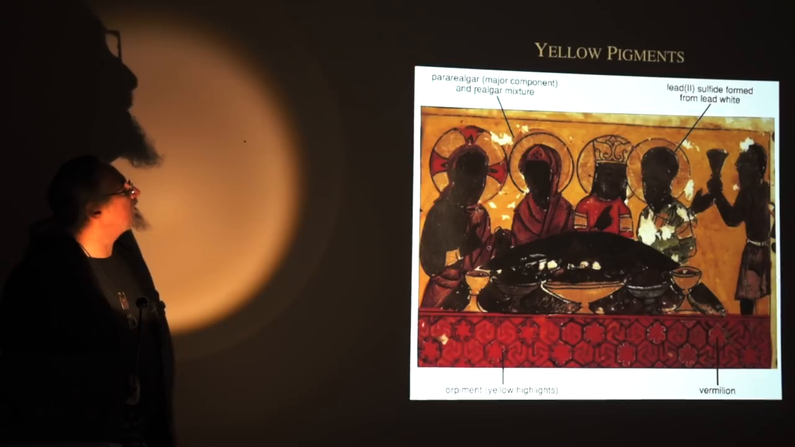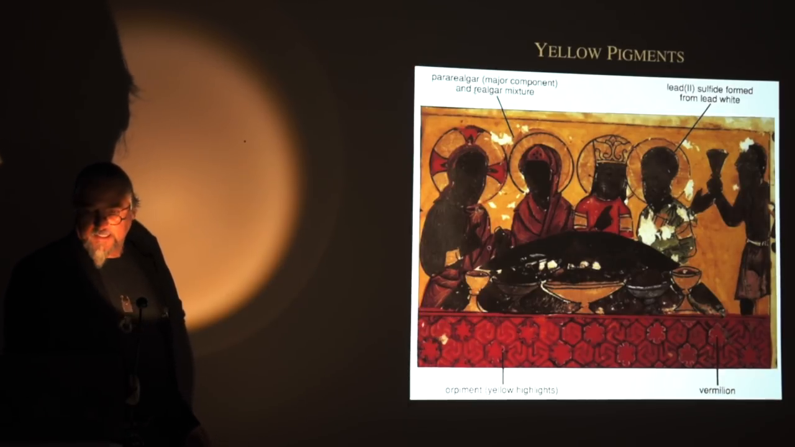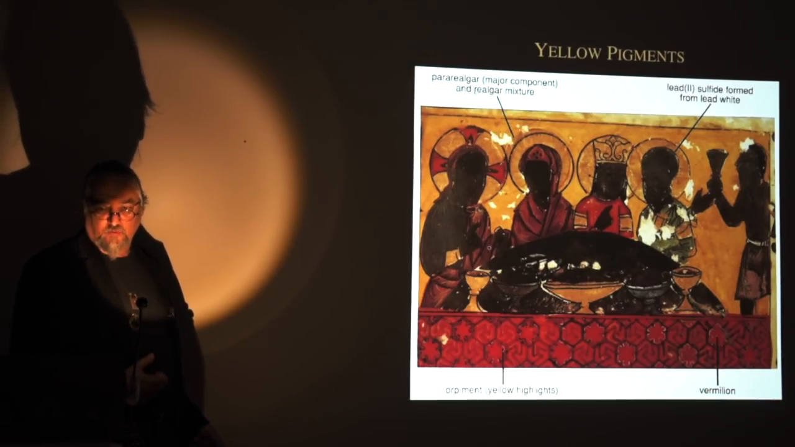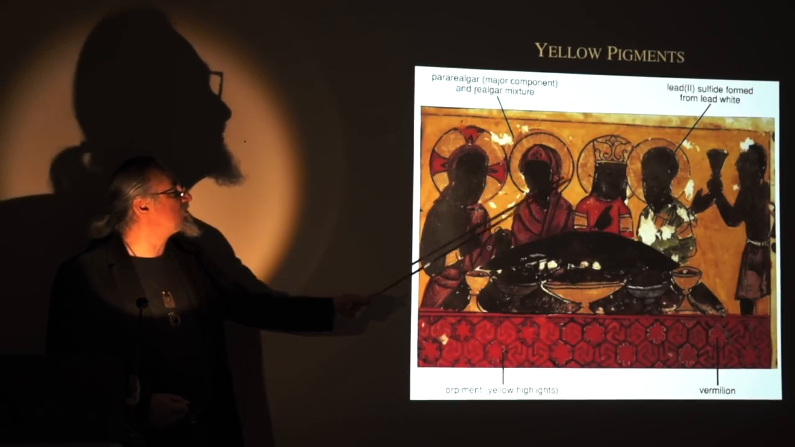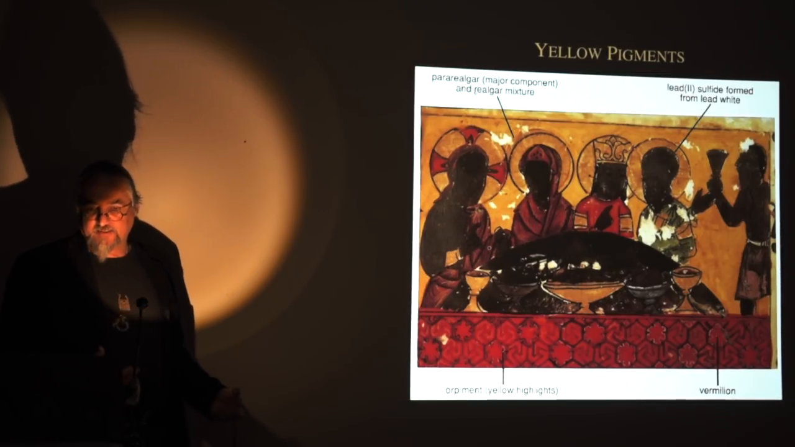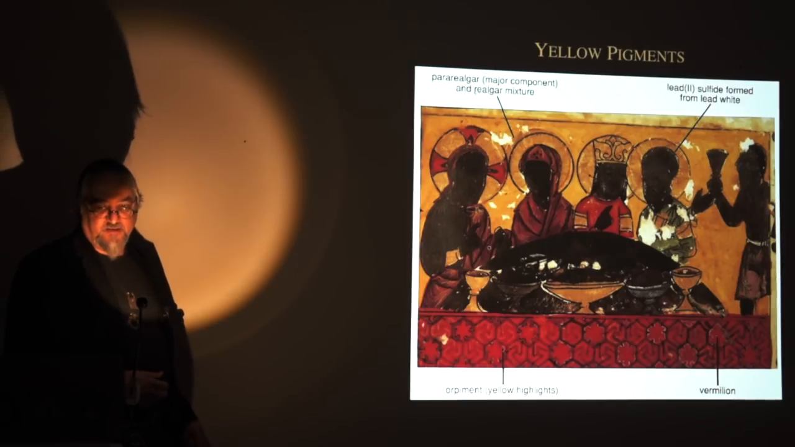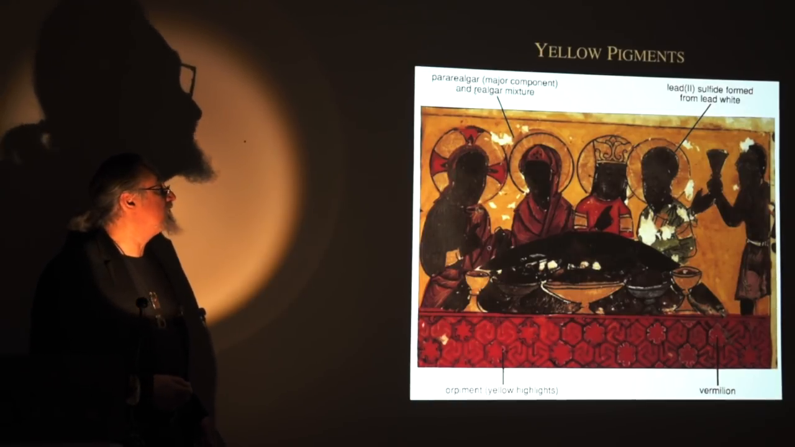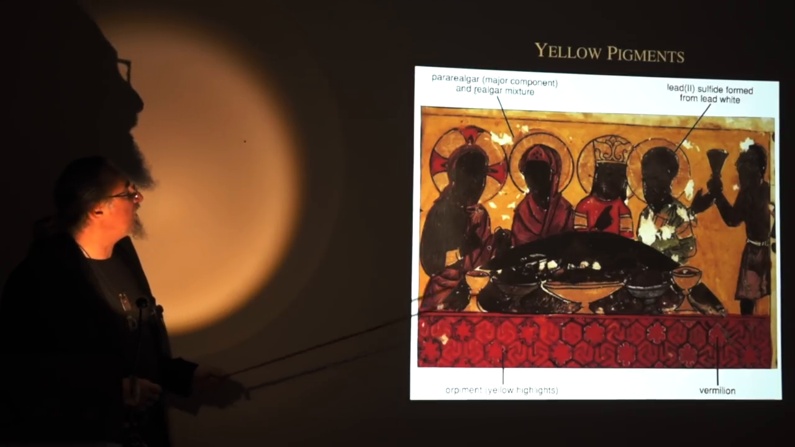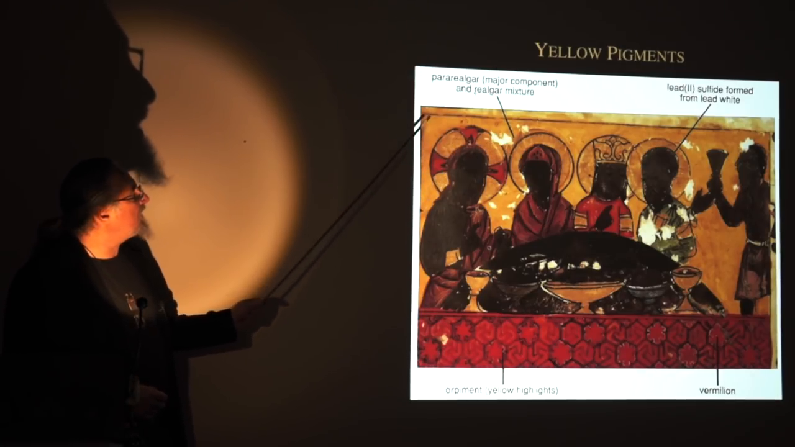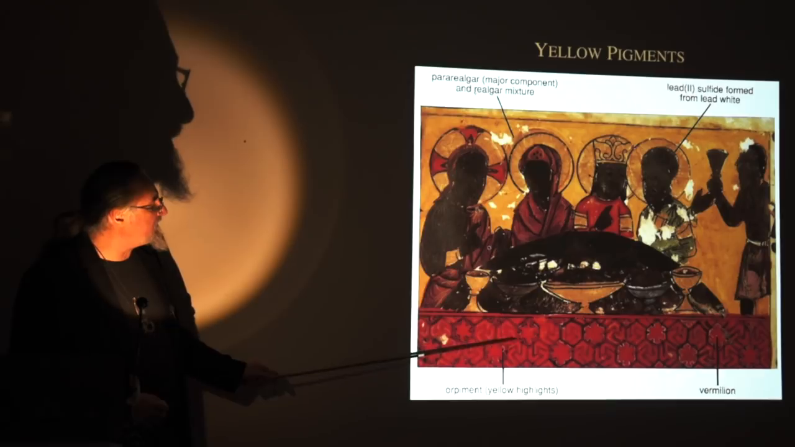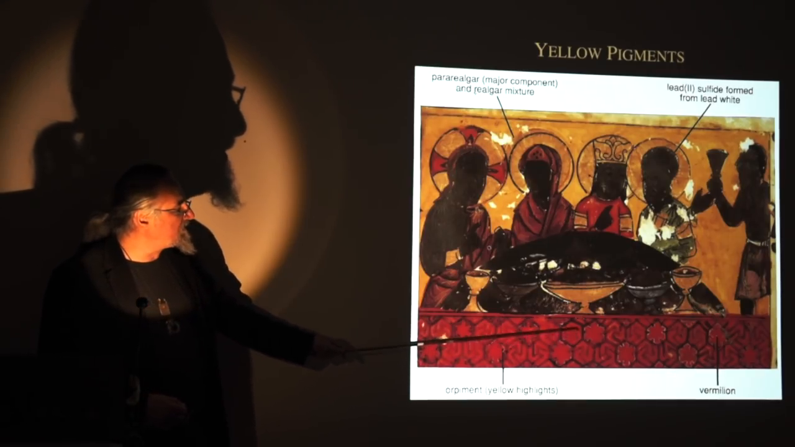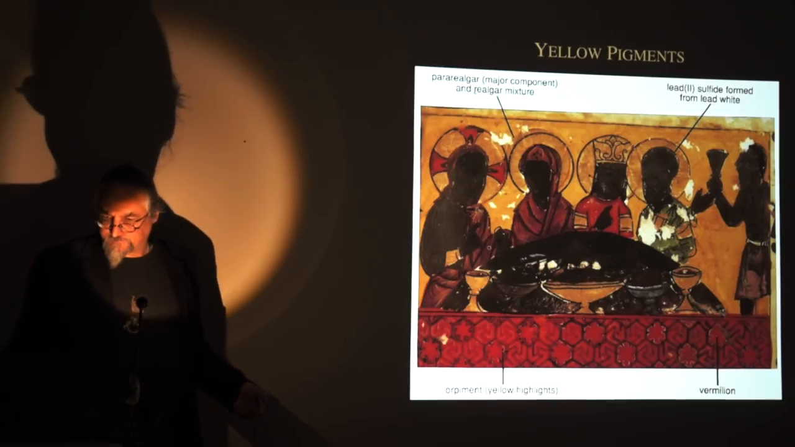In this example here, you can see on the far right that lead white was being used, and unfortunately the lead white reacted with the surrounding colors and darkened. So originally all of these faces were white, but the lead white then reacted. The yellow areas is para-realgar or realgar. We'll see that in our next slides on red. It was a kind of orangey red pigment. And here at the bottom, the highlights, just barely visible still, are from orpiment, while the red was from vermilion.